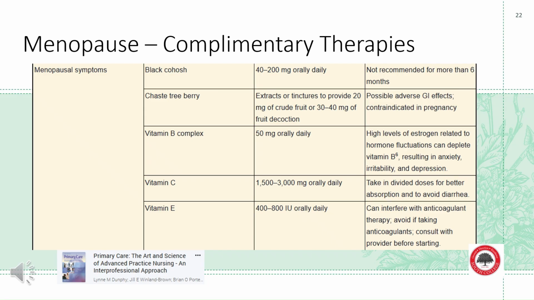Hormone therapy is contraindicated in patients with hormone-dependent cancers such as breast, endometrial, and ovarian cancer, and people with undiagnosed vaginal bleeding. Patients with liver disease, active thrombosis, or history of stroke should not take estrogen, and progestin should be used with caution. Pregnancy is an absolute contraindication for hormone therapy.